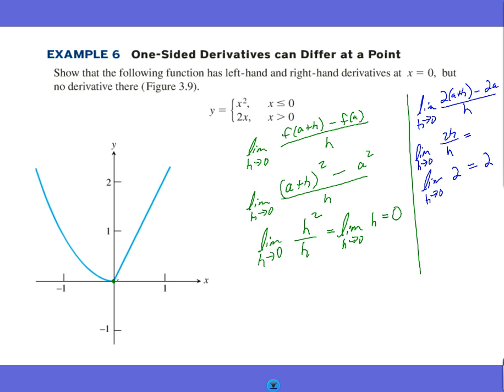My slopes do not match. Therefore, the slope does not exist at x equals 0. You've got to be able to say that. In general, if there's a sharp point or a sharp turn, there is no slope. We'll talk more about that later, but that's the general idea. The mathematical way of saying it is that the slope from the left does not equal the slope from the right.